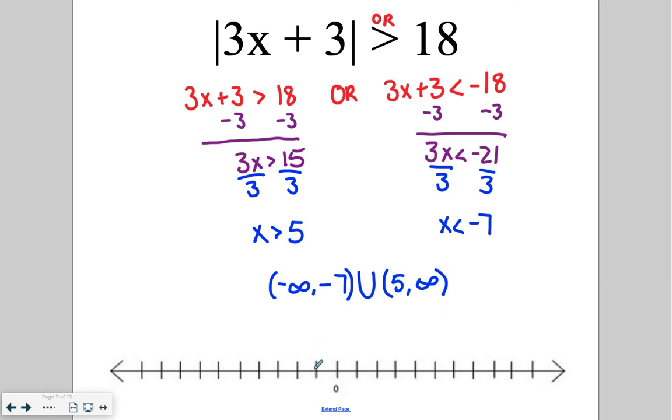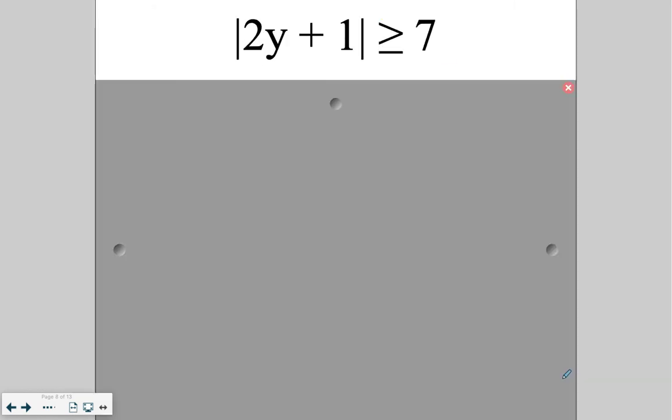When we put that on the graph, we're going to start at negative 1, 2, 3, 4, 5, 6, 7 with our parenthesis, and our answers are getting smaller. And then on the other side, 1, 2, 3, 4, 5 with our parenthesis, and then our answers are getting bigger. Go ahead and try this one on your own.